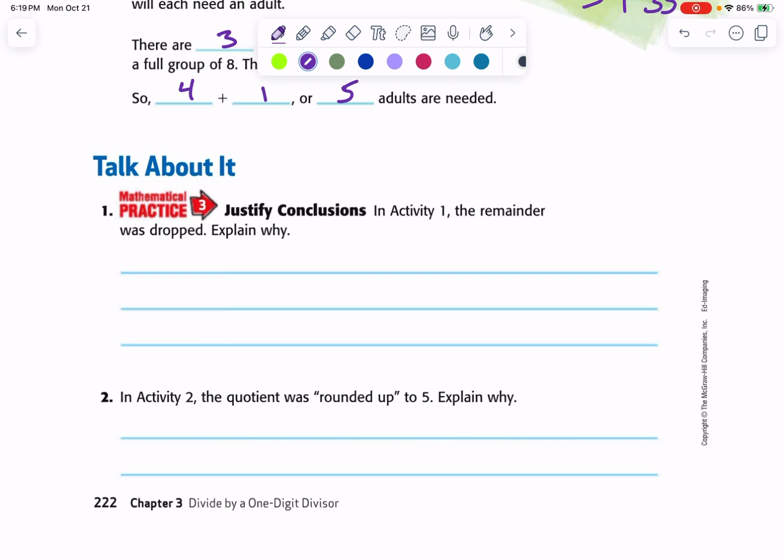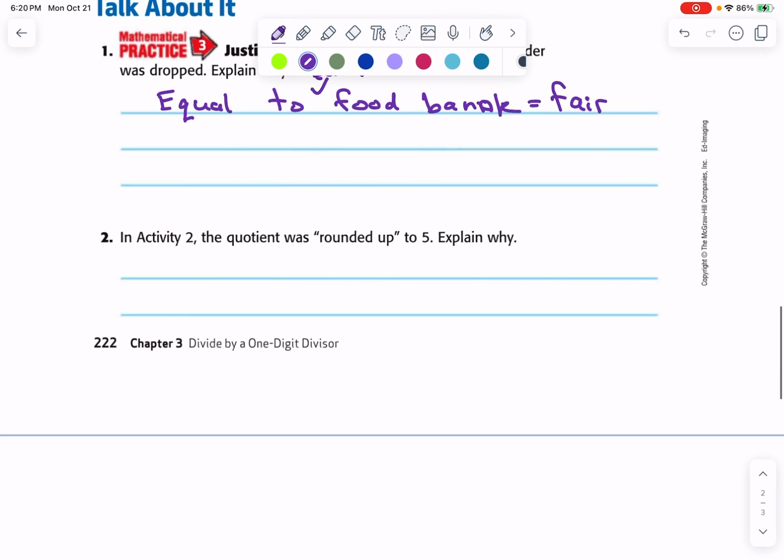So in activity 1, the remainder was dropped. Explain why. That was the food bank one, right, guys? So in the food bank example, we had to give everyone an equal amount to be fair. So there is a matter of equal to each food bank being the most fair decision. Equals fair.